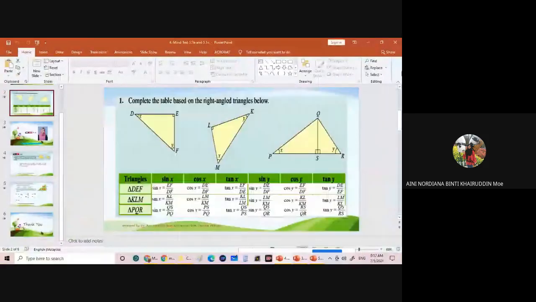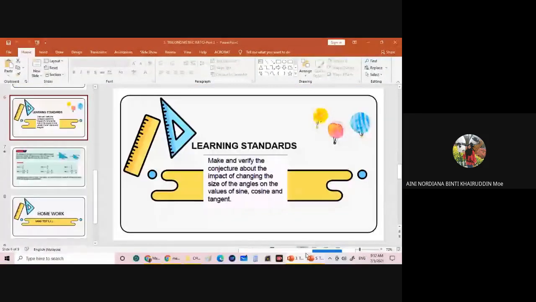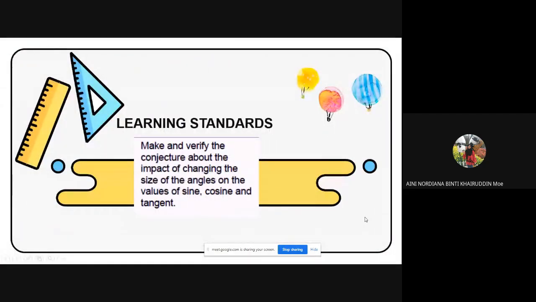So now we move to a new subtopic. Okay, our learning standard for today's lesson: make and verify the conjecture about the impact of changing the size of the angles on the values of sine, cosine, and tangent.